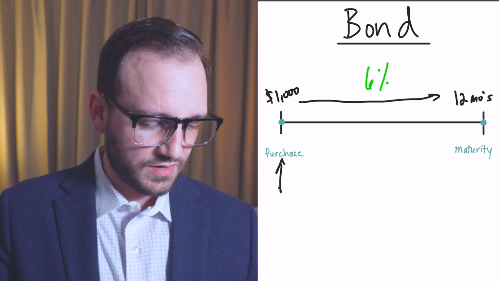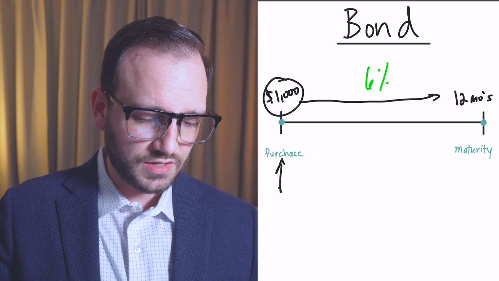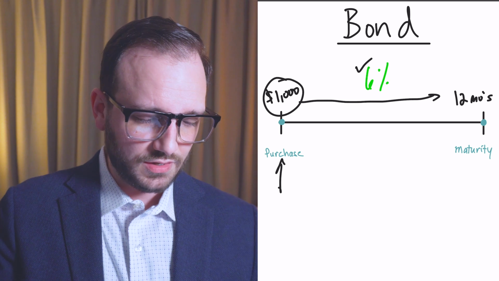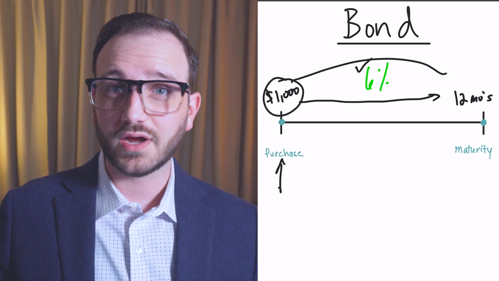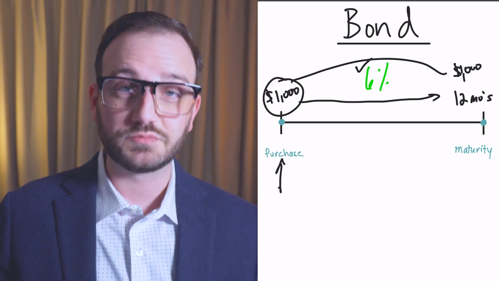So you purchase a bond for $1,000, you're lending that money to an organization. Along the year, you're earning 6% interest, and then at the 12-month maturity, as long as the corporation or government didn't default on it, you're receiving your $1,000 back again.